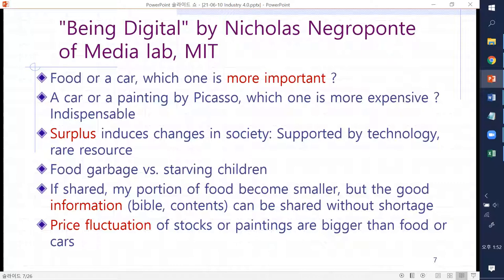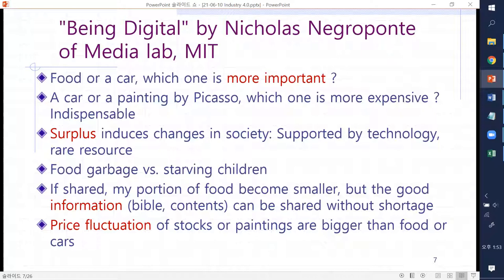Right? But there is a difference between digital and physical. Right? So food, if we share it between people, my portion can be smaller. But good information, digital information, like good wording, contents like music or film, can be shared, and there is no shortage. It can be multiplied by 100, but the content is still the same. Okay. So there is a difference between physical things and digital things.